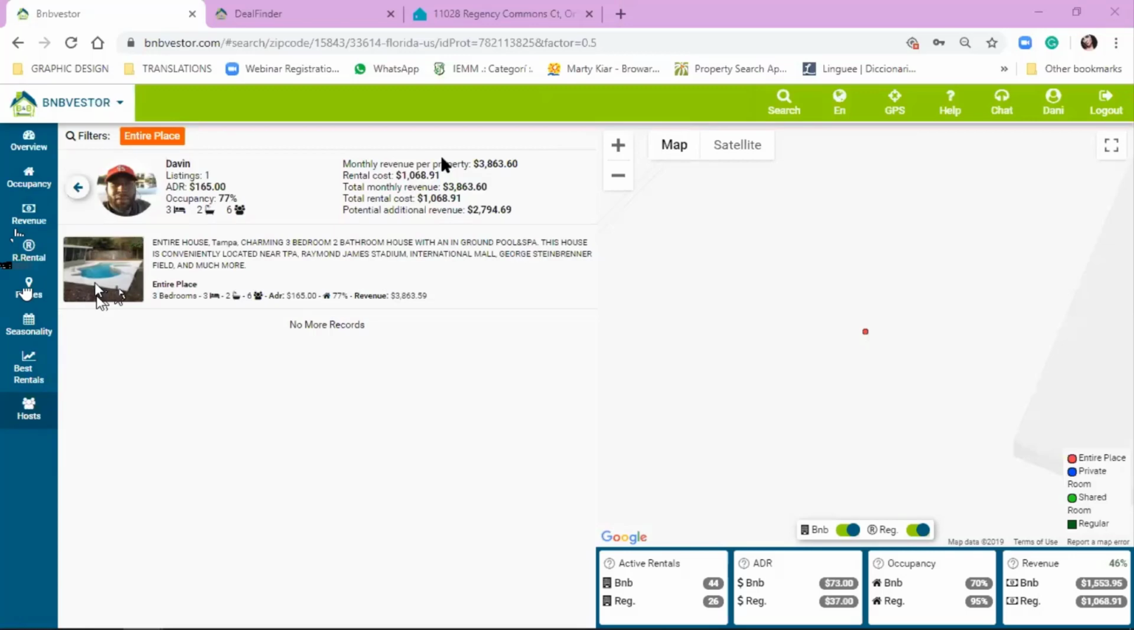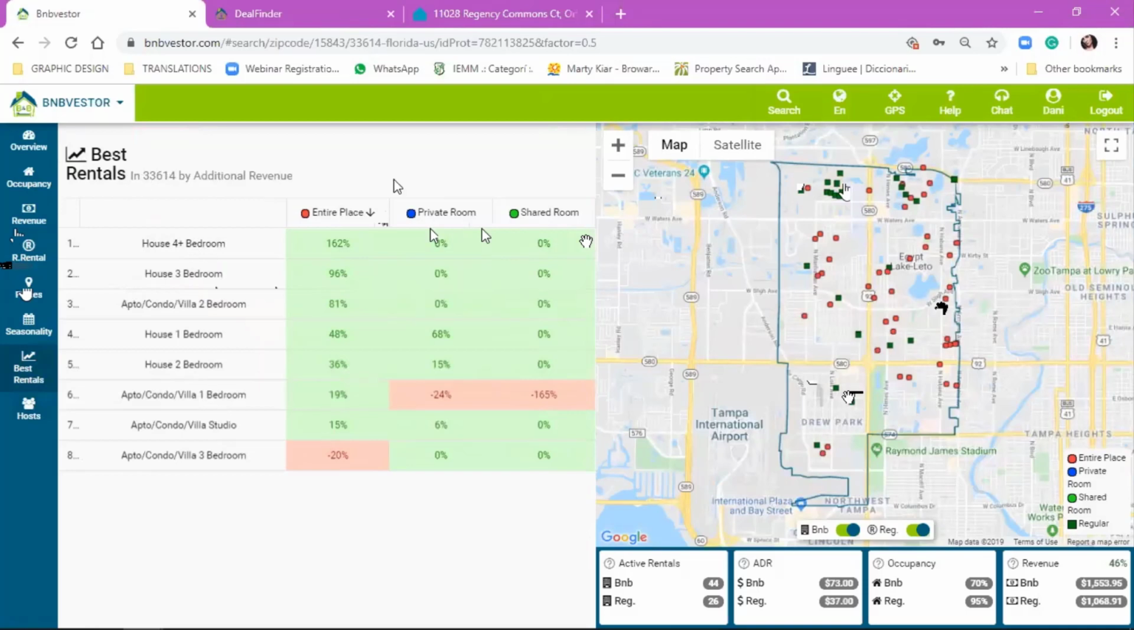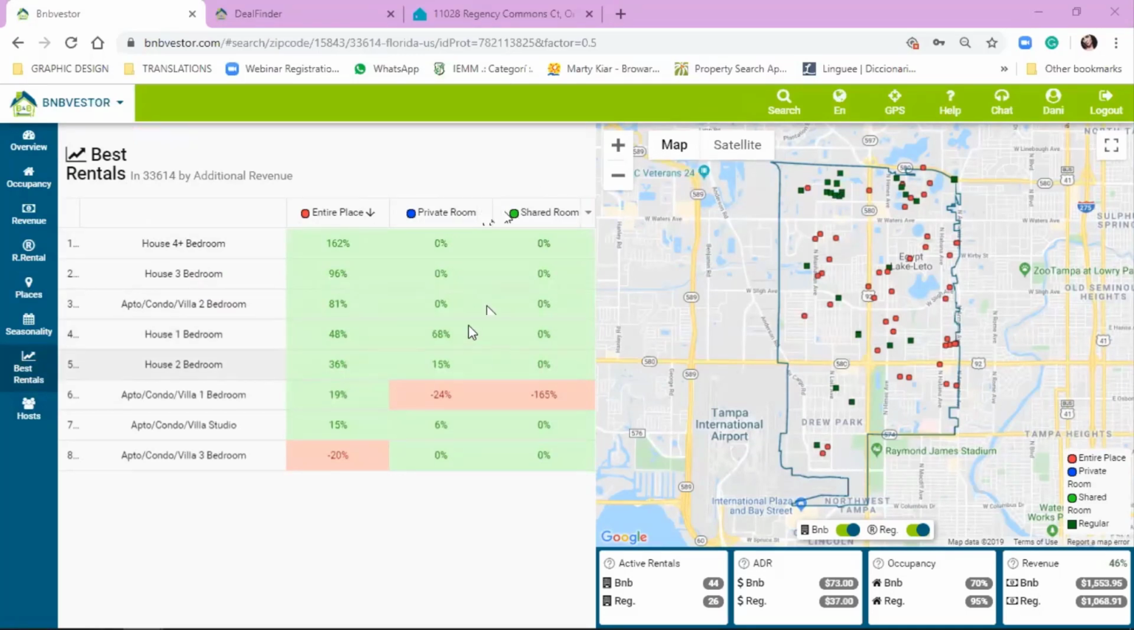If we go to the best rentals, you can see in this zip code that we are analyzing that a house of 4 or more bedrooms, the entire place, is the one that's going to give you the highest additional revenue. Then we have, for private room, a house of 1 bedroom. And for shared room, when it's 0% or a negative number, it must be that we don't have sufficient data to import, and that's why it doesn't throw in any data.